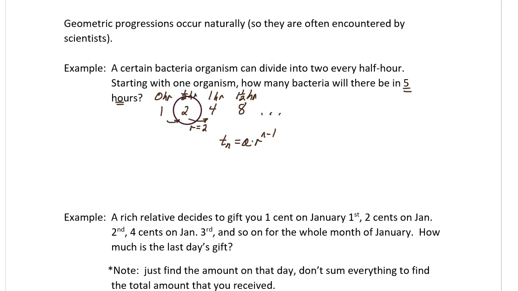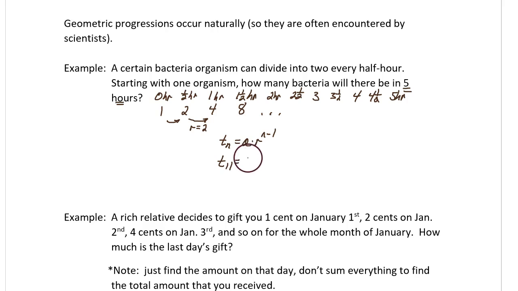In the sequence that we've written so far, the 1.5 hour mark was the 4th term in the list. So the 2 hour mark is the 5th term, the 2.5 hour mark is the 6th, the 3 hour mark is the 7th, the 3.5 is the 8th, the 4 hour mark is the 9th, the 4.5 hour mark is the 10th, and the 5 hour mark is the 11th term in that list of numbers. We want to find T sub 11.